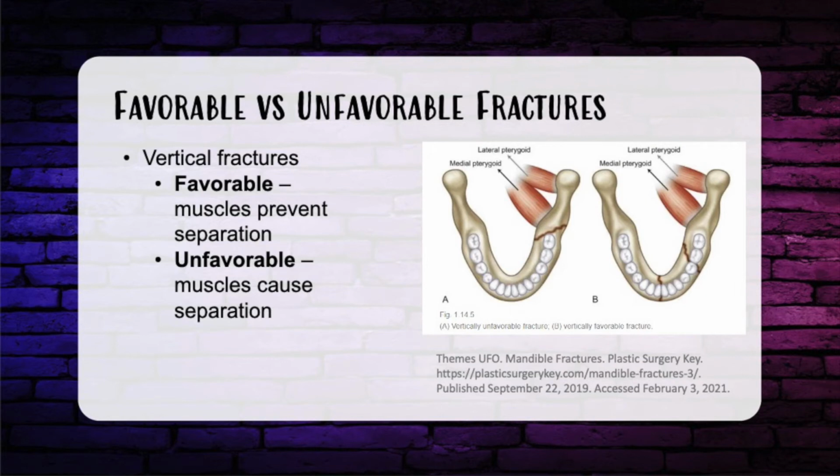In vertically unfavorable fractures, the fracture line starts at the lingual border of the mandible and extends obliquely backwards towards the buccal surface. This makes the elevators and depressors of the mandible work in the same directions, so the fracture fragments are actually getting pulled apart, making it unfavorable.